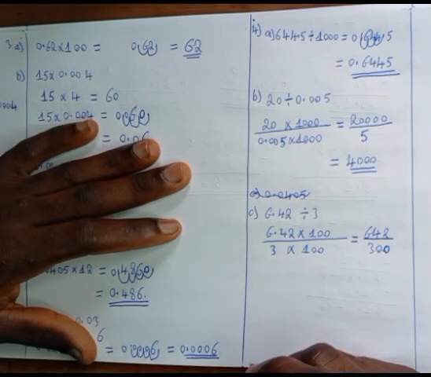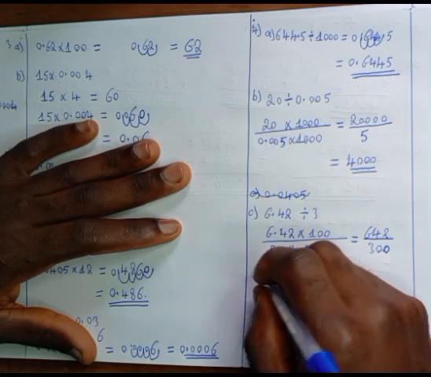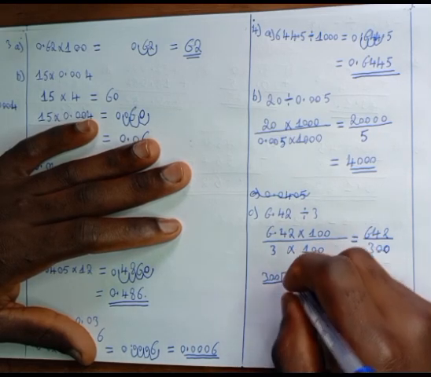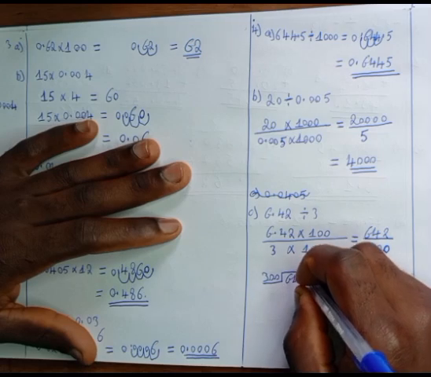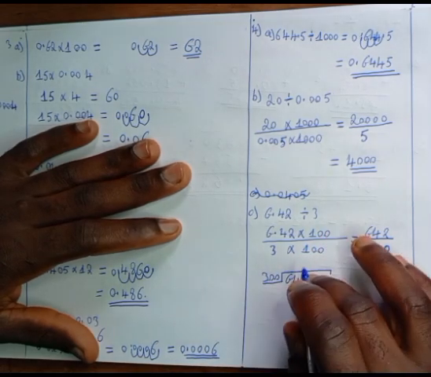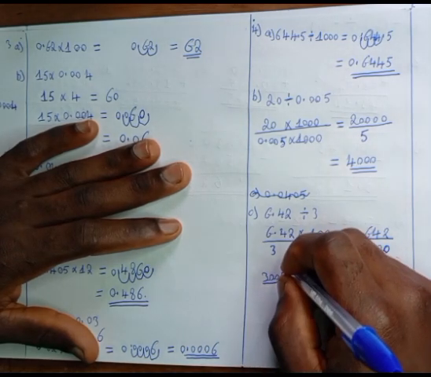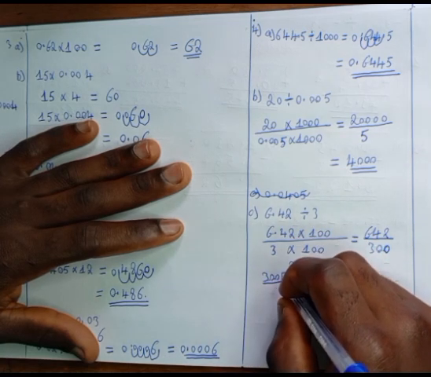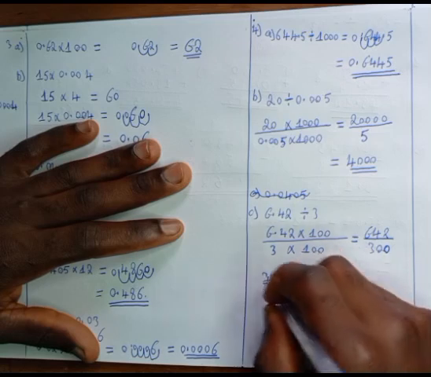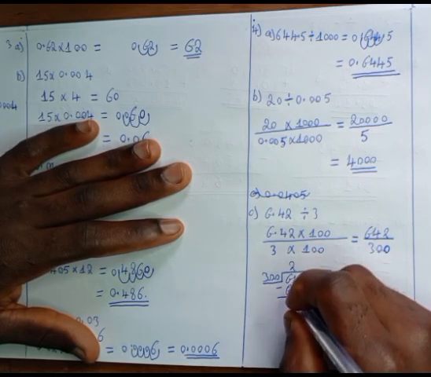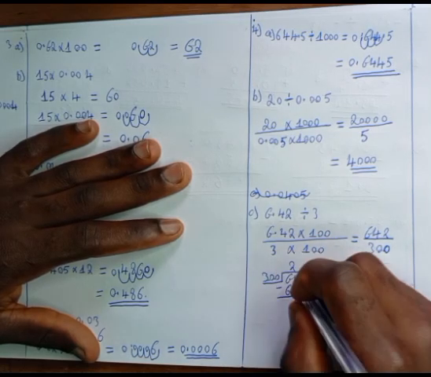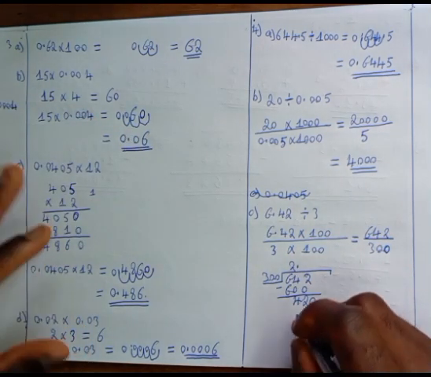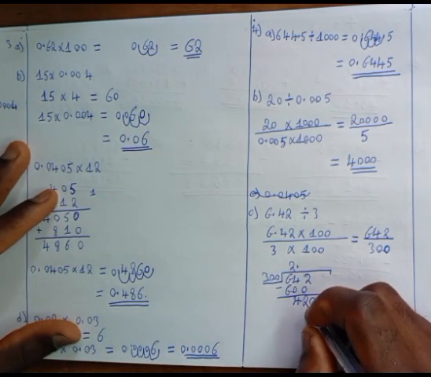So the next thing now, we need to perform this division. By making use of long division, we are going to send out 300. Inside we send 642. 642 divided by 300 gives us 2. 2 times 300 gives us 600. If we subtract, this will give us 42. 42 is less than 300, so we are going to fix a decimal point here. Then we attach a 0. This will give us 420.